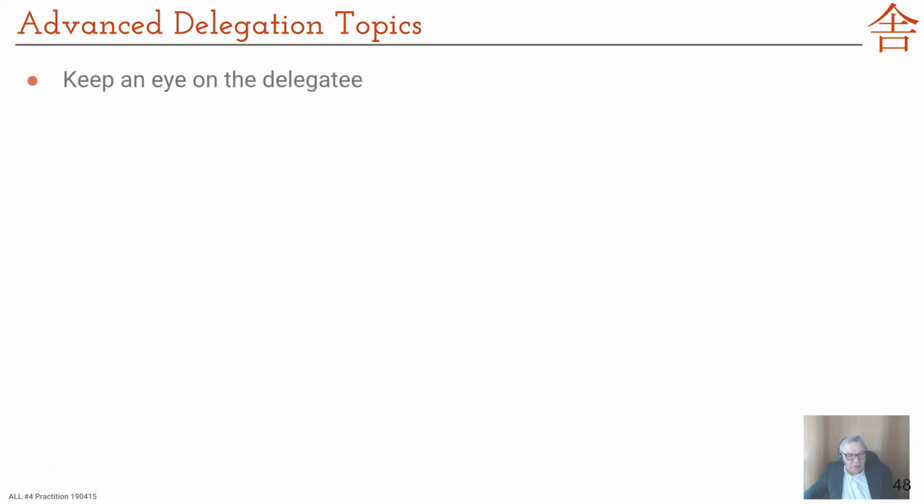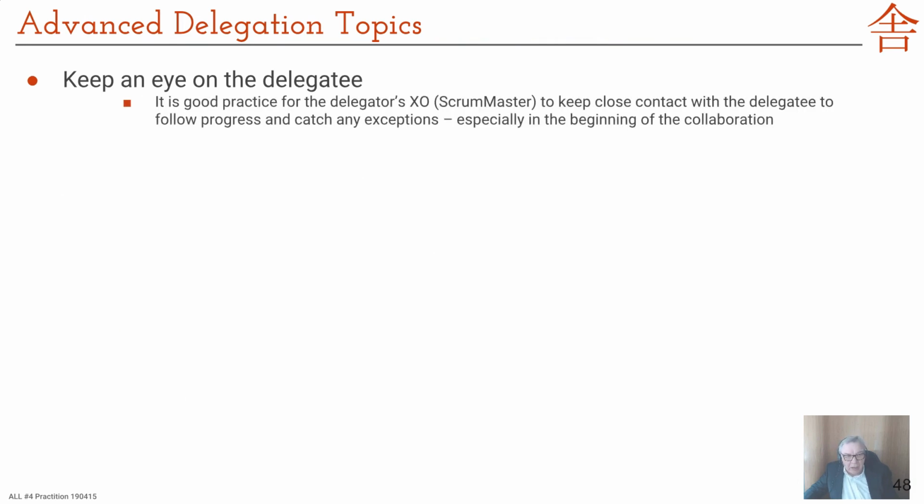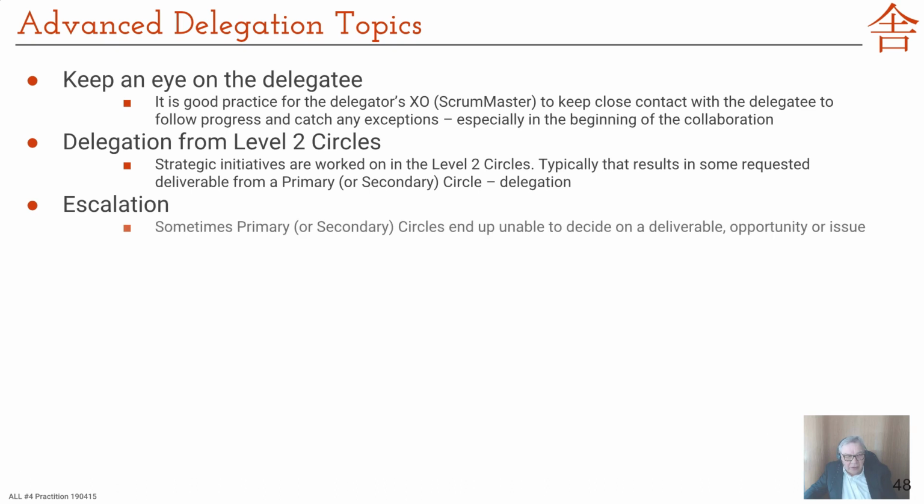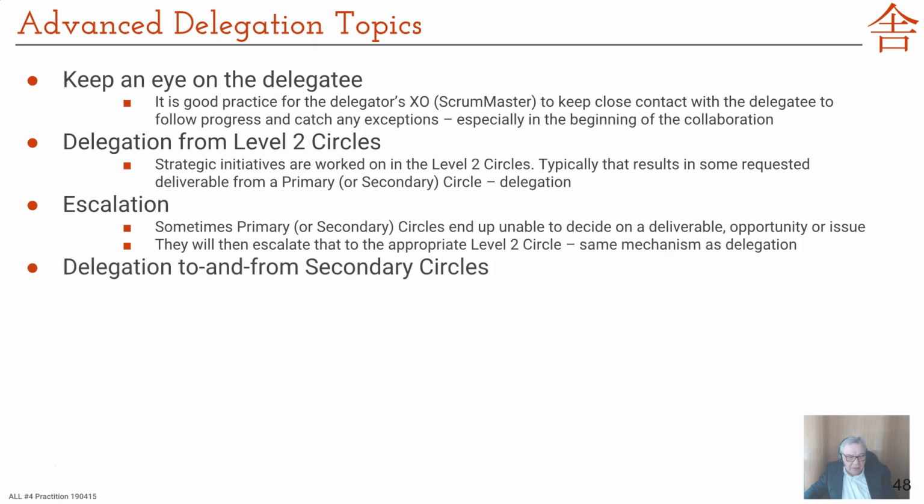And there's some advanced things here. You should always keep an eye on the delegatee. The Scrum Master on the delegator side should stay in close contact. Go and visit them, participate in daily scrums and so on, especially when you start working this way, simply to keep track of any informal things that are not immediately visible. When you delegate from level 2 circles, that's also an advanced thing, but same mechanisms apply. Escalation, we talked about that, and again, it is the same mechanism really.